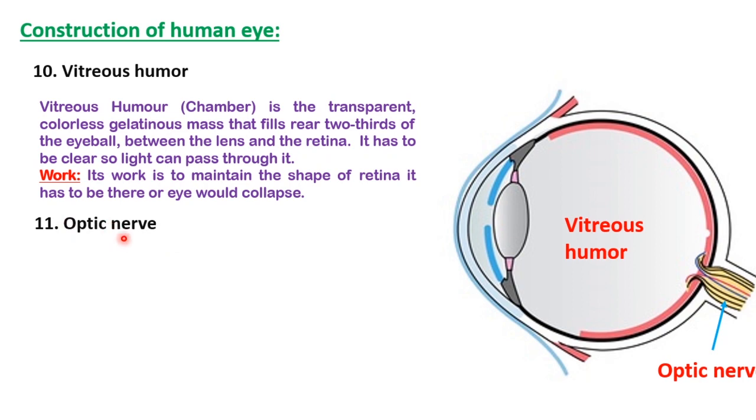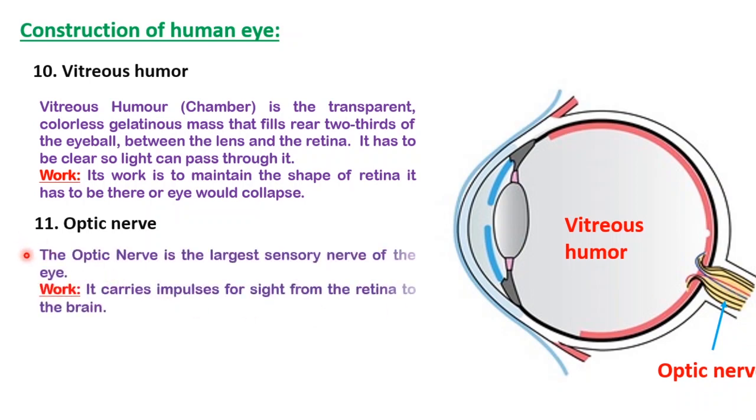Next is optic nerve. I have already told you that in the retina there are photoreceptor cells which convert light energy into electrical energy, and these electrical impulses are carried by the optic nerve to the brain. The optic nerve is the largest sensory nerve of the eye. What is its work? Its work is to carry impulses for sight from the retina to the brain. Clear? So all the electrical impulses are carried by the optic nerve to the brain. Then the brain interprets those signals, and then we see the image.